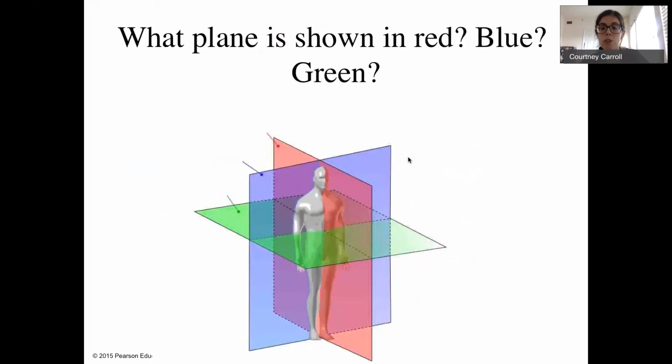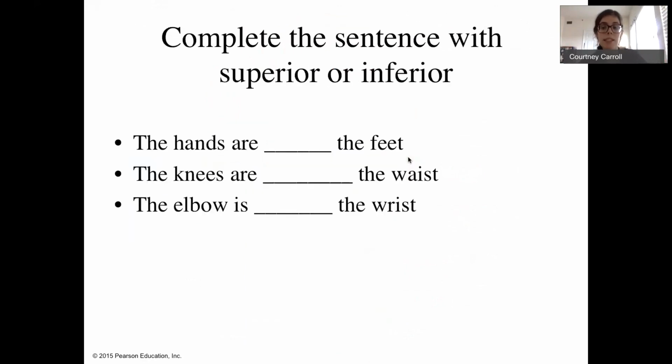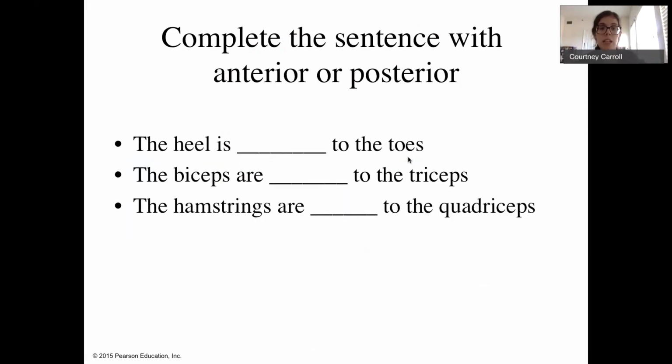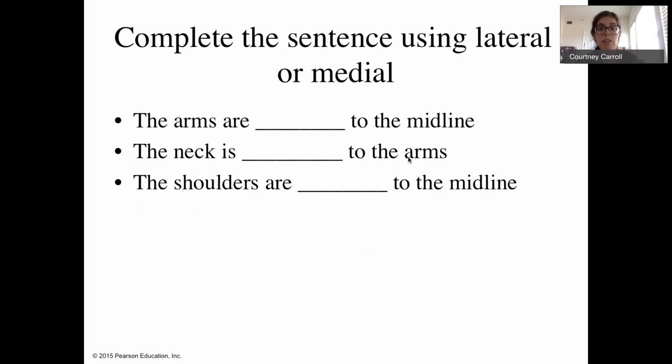So you want to be able to quiz yourself about planes: sagittal, coronal or frontal, and transverse. And then you want to be able to complete these sentences. So the hands are what direction, superior or inferior, to the feet? The way that I like to approach these problems is I say it in plain English first and then think, what does that mean in anatomy terms? So the hands are above the feet. Which one of those words means above? The knees are below the waist, which one means below? The elbow is above the wrist, etc. Same with anterior versus posterior, lateral versus medial.